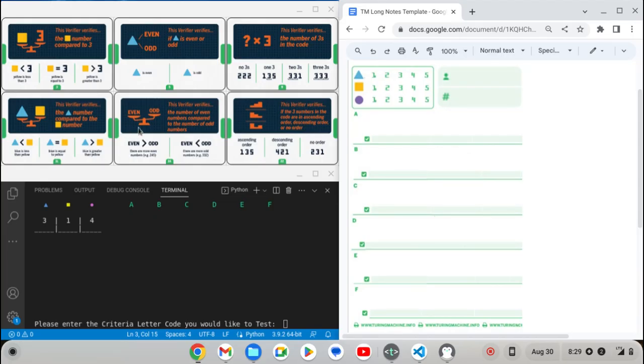Criteria card E looks at our 3-digit solution, but this time it'll let us know a little bit about the ratio of even to odds. Should there be more even than odds, or should there be less even than odds?